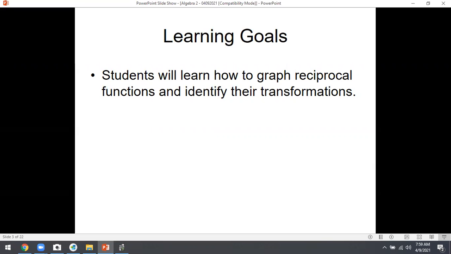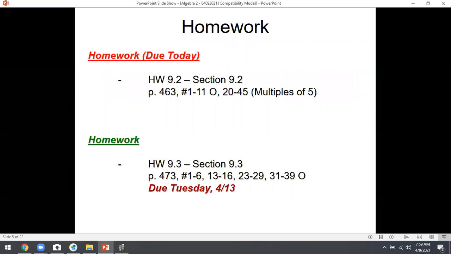9.2 is due, of course. So by 3 o'clock, that should be turned in. And then there's the new one, 9.3. You have plenty of time on it. It's really not that complicated either. So hopefully it goes pretty easily for you. Nice little break. Not due till Tuesday either. So you got work time on Monday. You got the weekend also, and it's relatively straightforward. So you should have no problem getting 9.3 taken care of. If you're doing it on the online textbook, it's on page 473. Numbers 1 through 6, 13 through 16, 23 through 29. Sounds like a lot, but they go pretty quickly because they're just straightforward graphing things. And then just 31 through 39 odd.